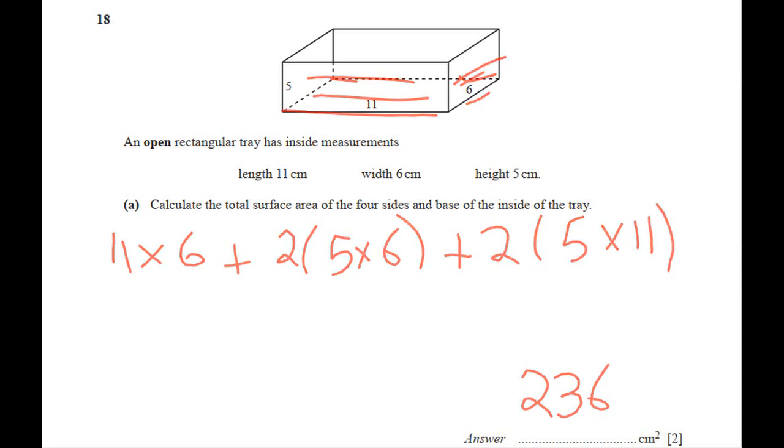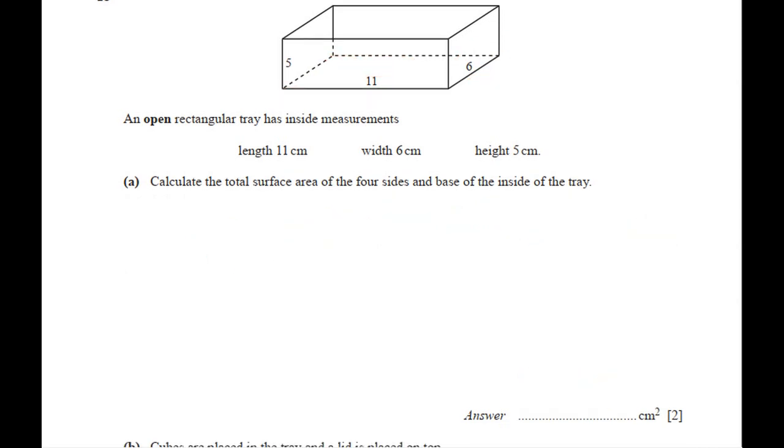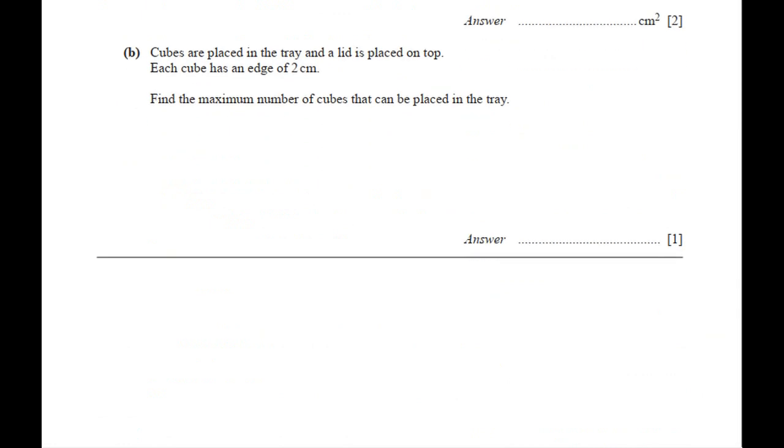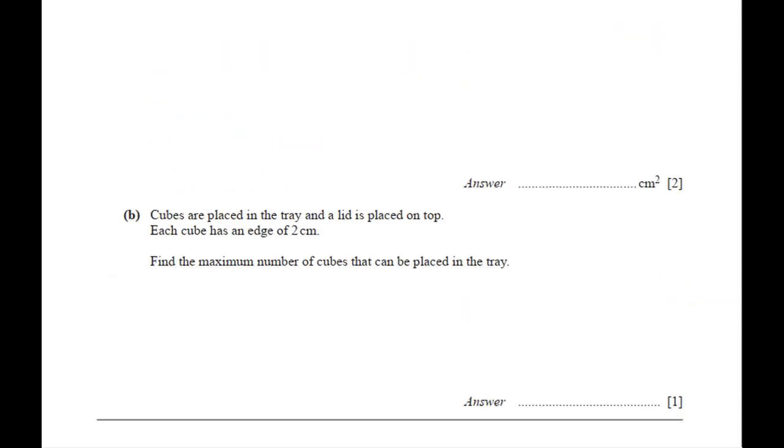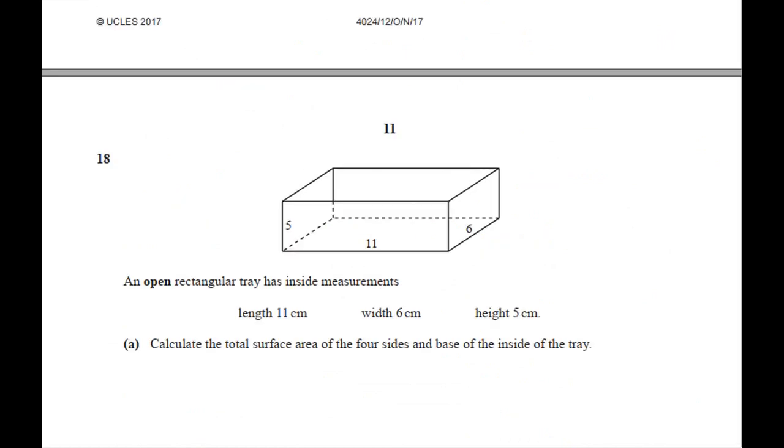Alright, clearing the screen for part B. Part B says cubes are placed in the tray and the lid is placed on the top. Each cube has an edge of 2 cm. Find the maximum number of cubes that can be placed in the tray. Alright, so we have small cubes that need to be inserted in this cuboid, and the dimensions are 2 by 2 by 2, and we have to figure out how many cubes we can fit in this cuboid.